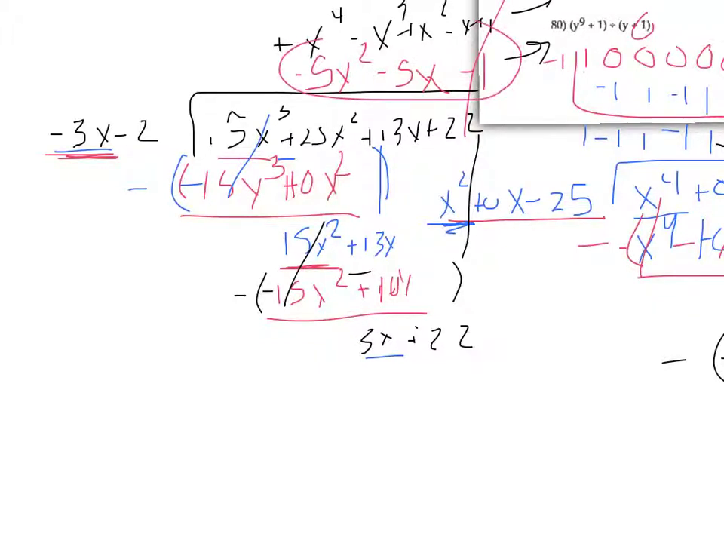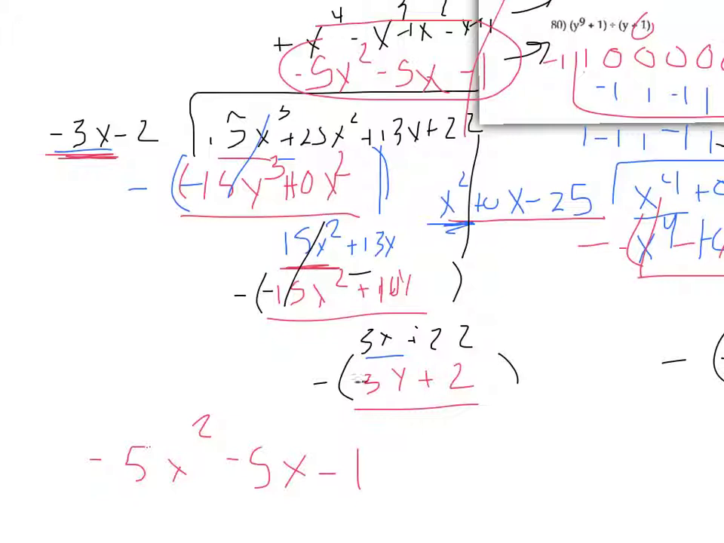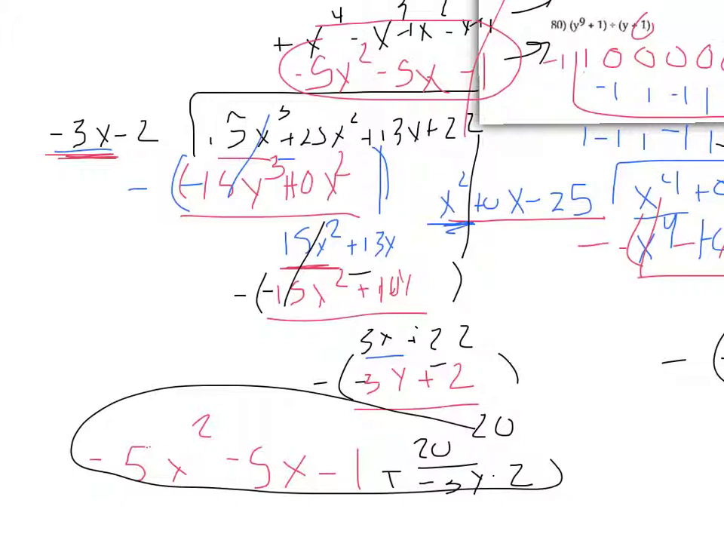So this is our quotient right here. So we know that it's going to be negative 5x squared minus 5x minus 1. The only thing that's left is to see what the remainder is. Now, negative 1 times 3x is 3x. Negative 1 times 2 is plus 2. When we subtract this off, that's negative, and we get a remainder of 20, so plus 20 over negative 3x minus 2, and that is the answer to that one there.